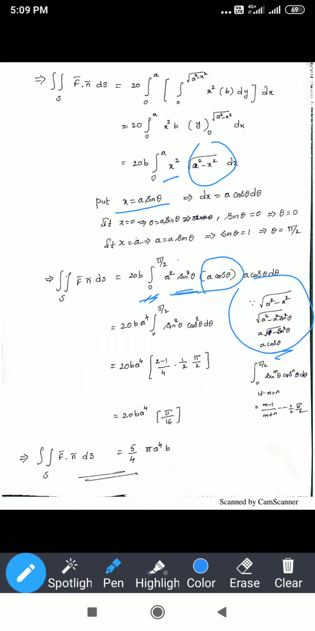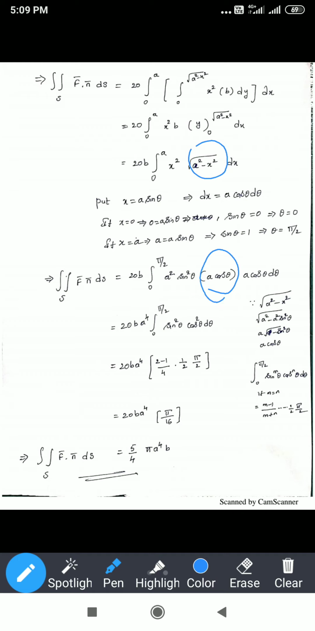This is the square root of a square minus x square value. And what about dx? dx is equal to a into cos theta d theta. So completely you have to change the x into theta. Now doing the simplification, a square into a into a, that is a power 4, that is a constant, and the remaining is sin square theta cos theta into cos theta, cos square theta.